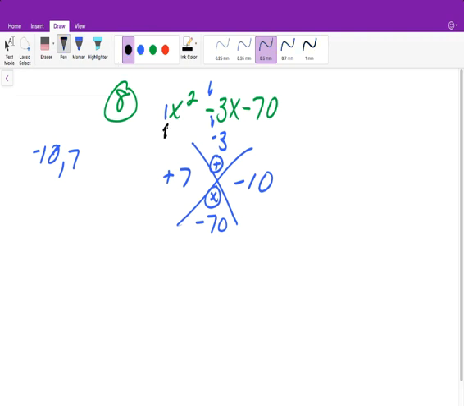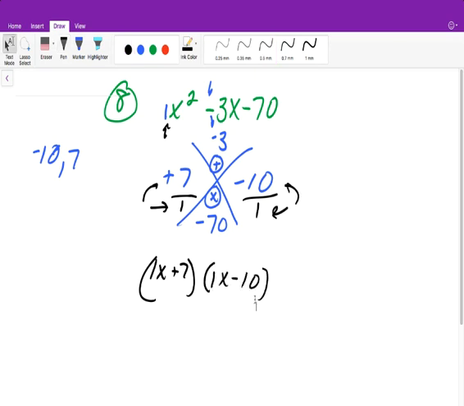Now we're going to divide each one by the number in front of the x squared. So then that tells us our factored form. We start from the bottom, now we're here. So it's 1x plus 7. We started from the bottom, now we're here. So it's 1x minus 10. And that is it for this problem.